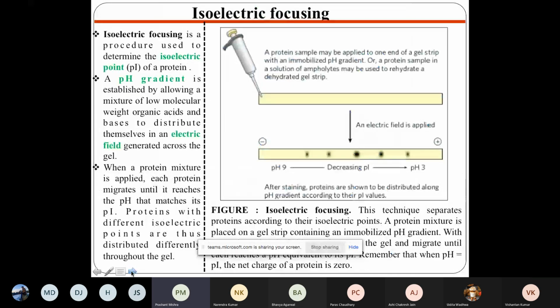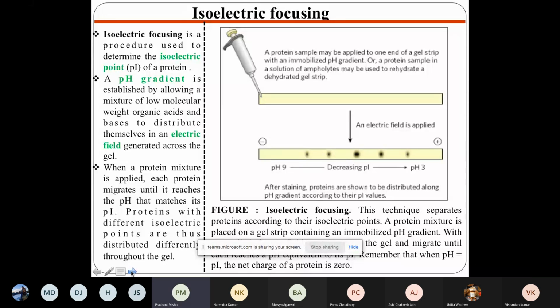Now I'm going to move on to a technique which is similar to electrophoresis, but it has one more step involved. Something which is very, very important, where one can separate not only based on charge to mass ratio, you can also separate them based on their charge. And this technique can even separate proteins if there is a difference of one charge on the surface of the protein. This technique is known as isoelectric focusing.